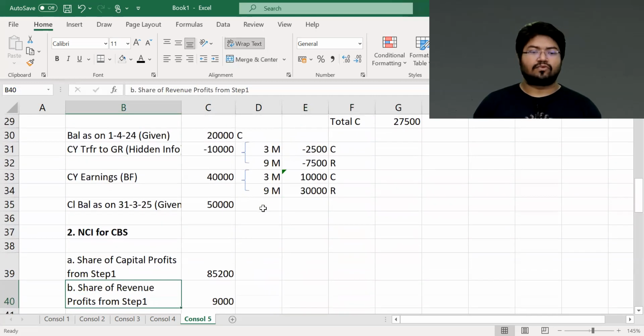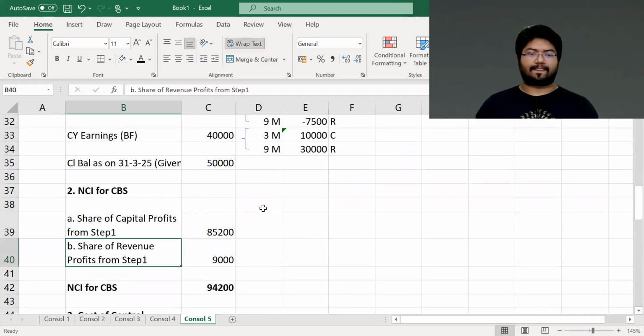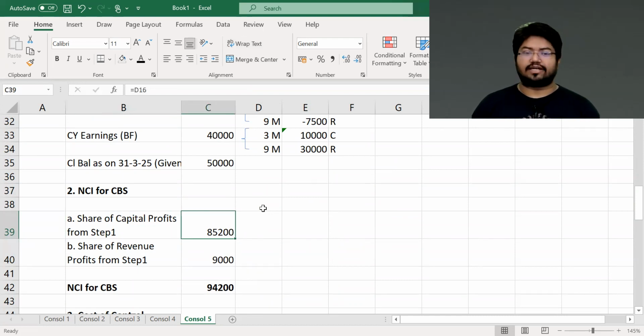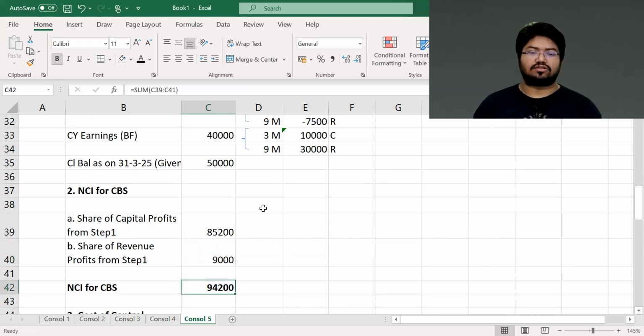Okay. Second step is non-controlling interest for CBS. Share of capital profits for non-controlling interest is 85,200. Share of revenue profits is 9,000. Total comes to 94,200. So the most important thing you should understand is that in the entire consolidation, the first step alone is very critical. If you do that correctly, everything else will follow in place.